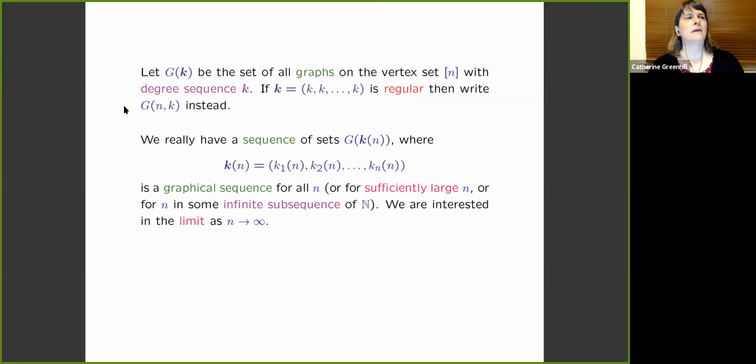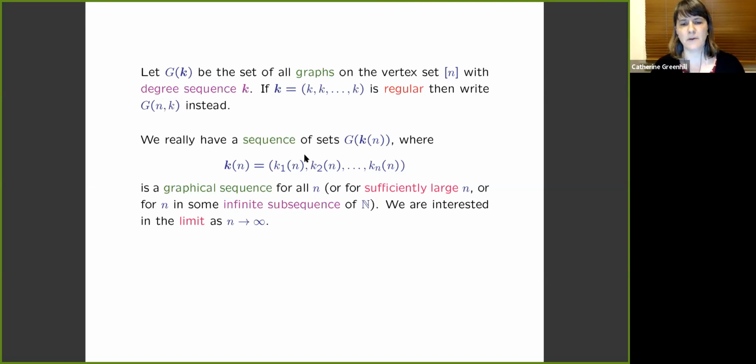Okay, so we really don't just have one degree sequence or one set of graphs. We want to talk about the asymptotic behavior of these algorithms. So you should think of a sequence of degree sequences, k(n), k1 up to kn of n. It has length n, but also the elements of this degree sequence might themselves be functions of n. And we want to assume that this is a graphical sequence, maybe not for all n, but for at least some infinite subsequence of n.